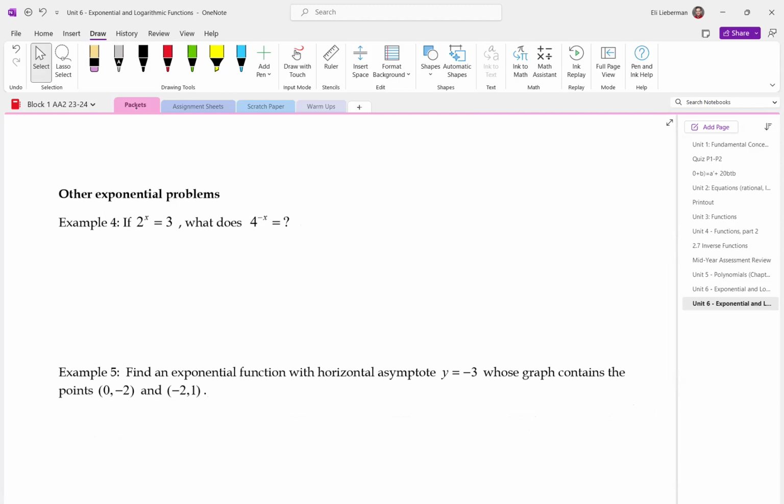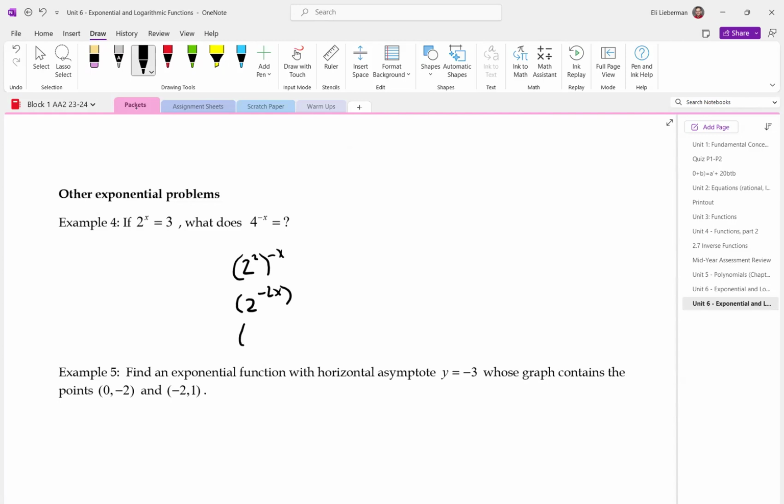Any ideas? Okay. Well, what's the relationship between this 2 and the 4? And it's not a coincidence that they're related. 4 is double. In other words, I can rewrite that 4 as 2 squared to the negative x, can't I? Which is the same thing as 2 to the negative 2x, is that correct?